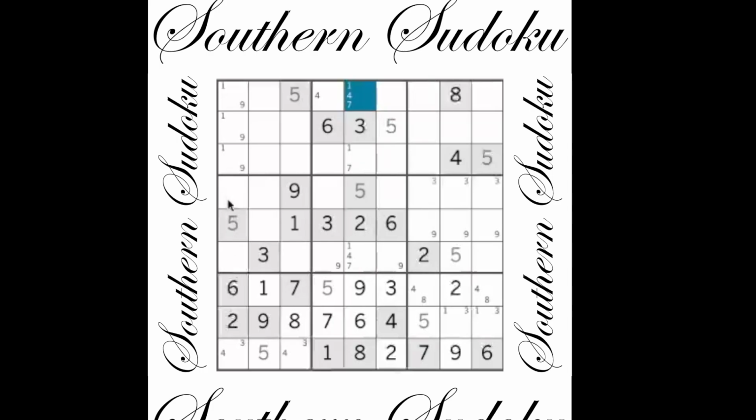The 2 can't be in these 2 because of that one. It also can't be here because of this one. So the 2 has to be here in the center, which means 2 has to be on the right side of this block.